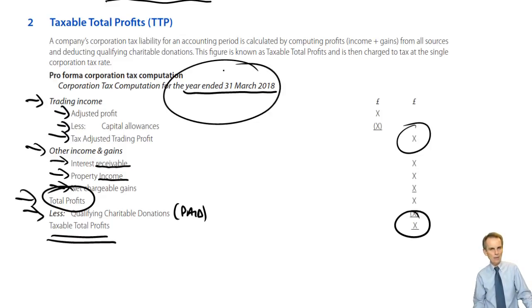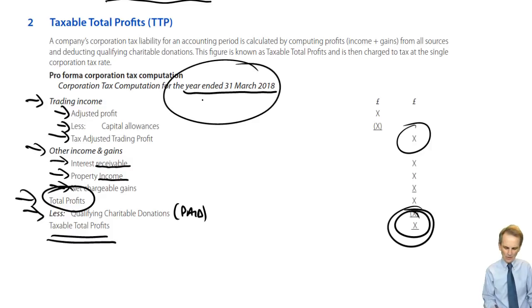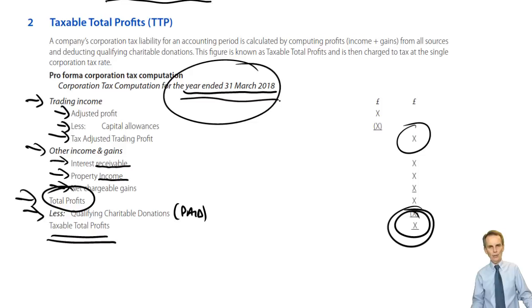Here, it's the year ended 31st of March 18. So I'll ask you, what tax rate would we then subject that TTP to? We need to know that we prepare the corporate tax computation for the chargeable accounting period. And having got the TTP, in calculating the tax on it, we then need to see whether the chargeable accounting period, as here, all falls in one financial year or whether it spans 2 financial years.